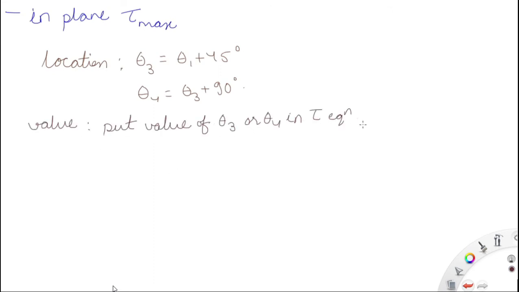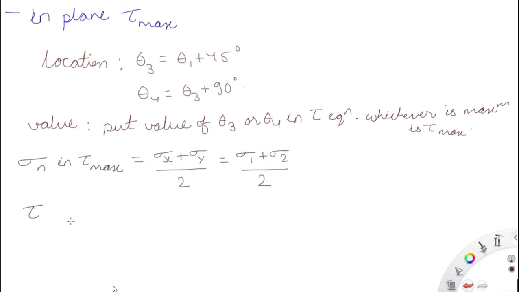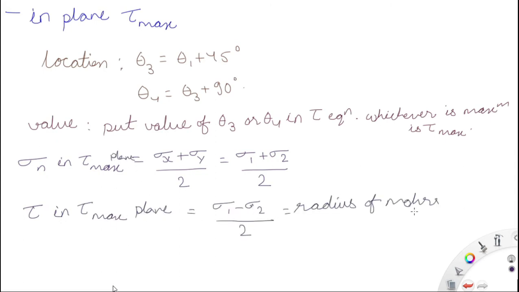Now, in-plane tau max. In-plane tau max has the location theta 3 equal to theta 1 plus 45 degrees, and theta 4 equal to theta 3 plus 90 degrees. Meaning in-plane tau max will also have two locations, one at theta 3 and another at theta 4.